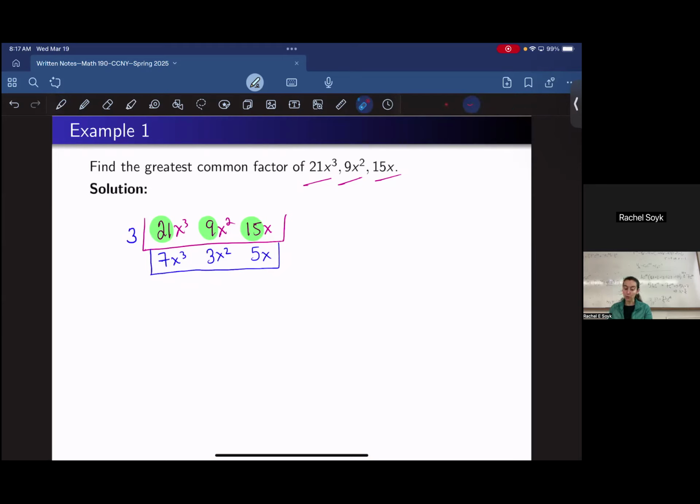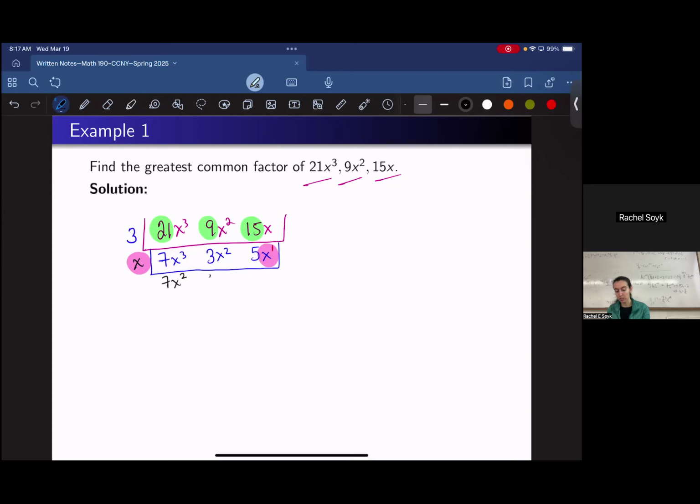And with the variables, really don't have to do much work here. You just want to look for the variable that has the lowest exponent. So out of 3, 2, and 1, which one's the smallest? That x to the first power, which means we're going to pull out that x to the first. And how many times does x go into x to the third? Yeah, so we have 7x squared.